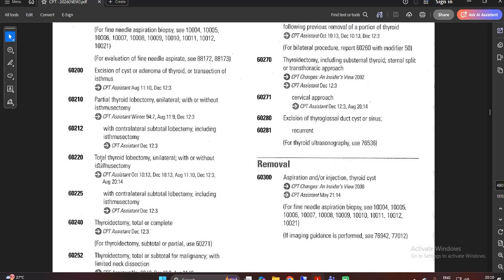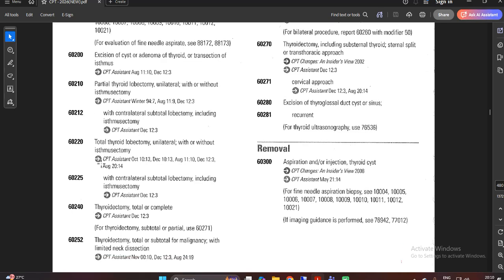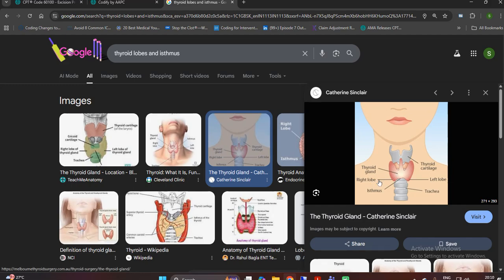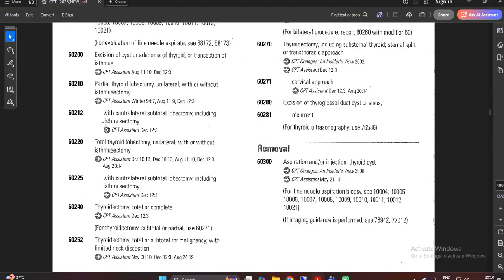60210. Okay. So 60212 is along with partial thyroid lobectomy, unilateral, the contralateral subtotal lobectomy, including isthmusectomy. So for example, the patient is undergoing partial thyroidectomy on the right side and subtotal on the left side. Here also half of the thyroid gland, not complete thyroid gland removal. So that time you can code this one, 60212. Got it, guys? 210, 212.